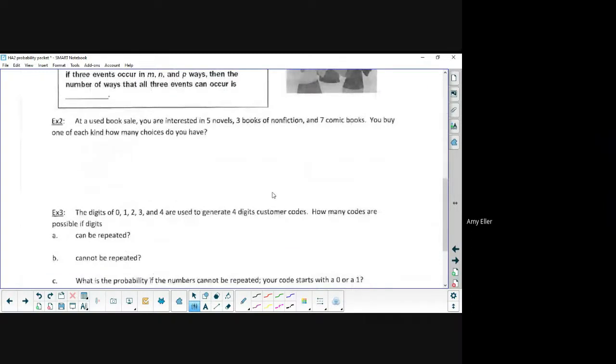Example 2: at a used bookstore, you are interested in 5 novels, 3 books of nonfiction, and 7 comic books. You buy 1 of each kind. I'm just mentioning that's important. We only get 1 of each. How many choices do you have? We don't have to make a tree diagram. I want 1 novel. There's 5 to pick from. I want 1 of the nonfiction books, and I want 1 of the comic books.